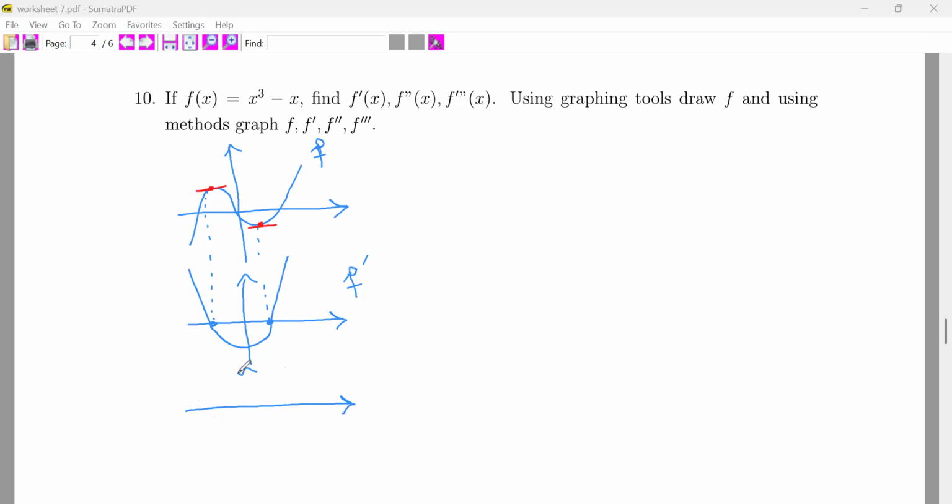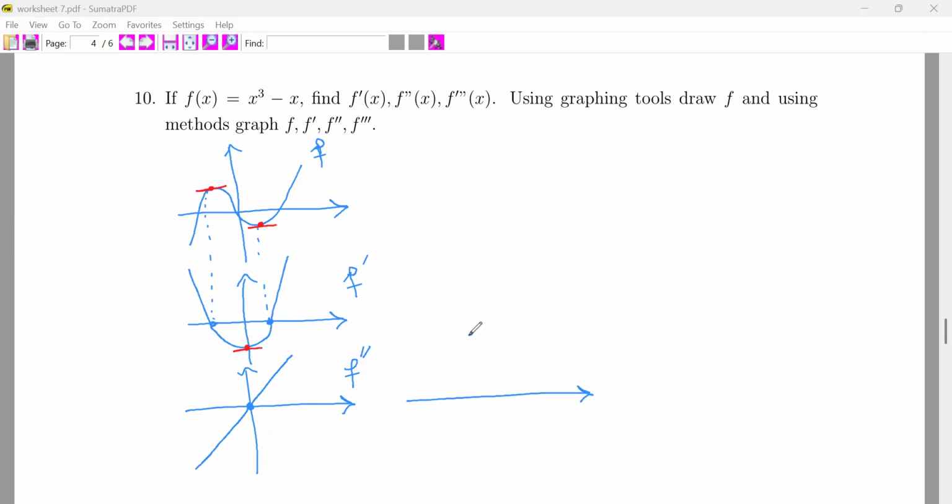Now, if you want to draw the double prime, the second derivative, you would see that for f prime, we have horizontal line here. So it will help us to draw this point, which is the origin, as 0 for next derivative. Before this, the graph is decreasing. It means that you would have negative values, which is under x-axis. And after this, it is increasing, which is positive.